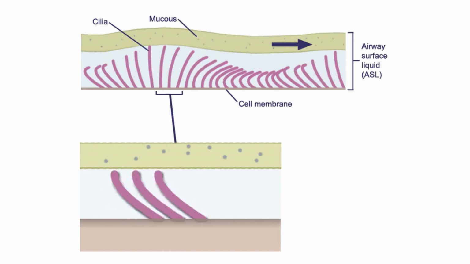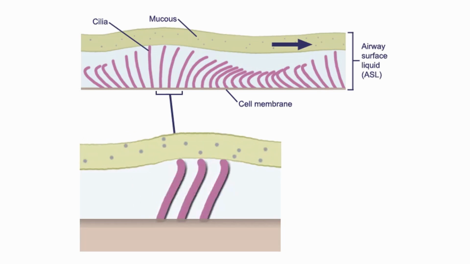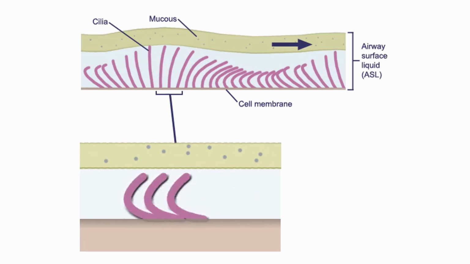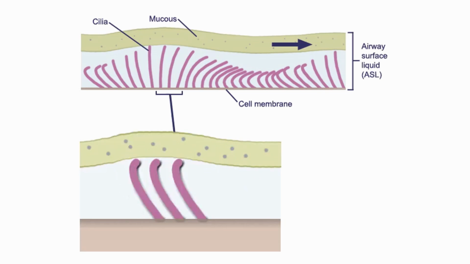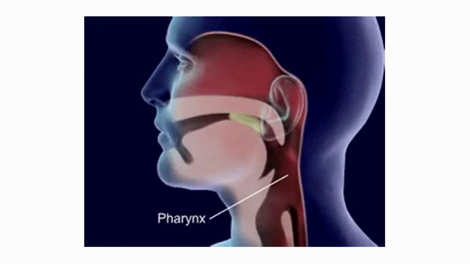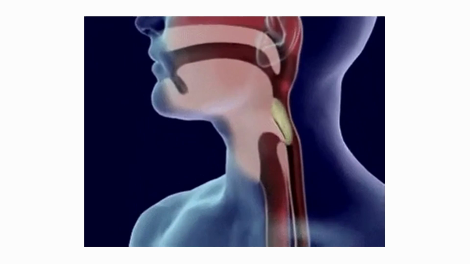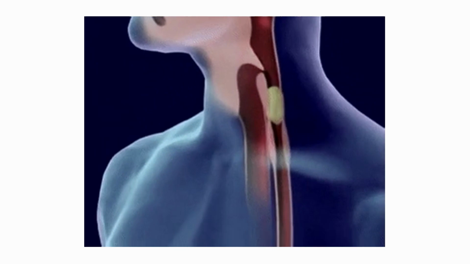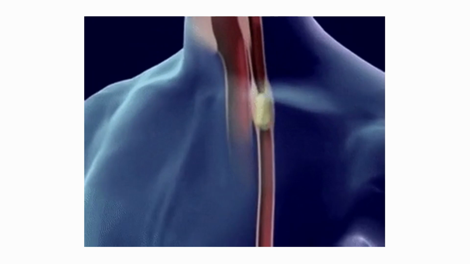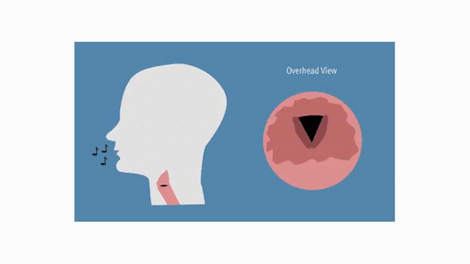The cilia are the tiny hairs that move in a wave-like motion to filter dust and other irritants out of our airways. We also have the epiglottis, which is the tissue flap at the entrance to the trachea that closes when we swallow to keep food and liquids out of our airway. The voice box, or the larynx, is the hollow organ that allows us to talk and make sounds when air moves in and out.